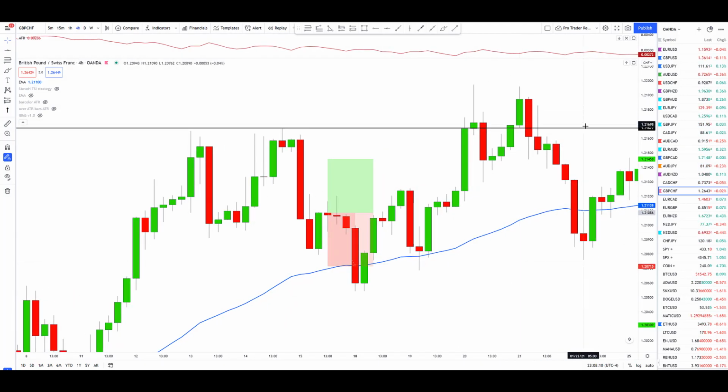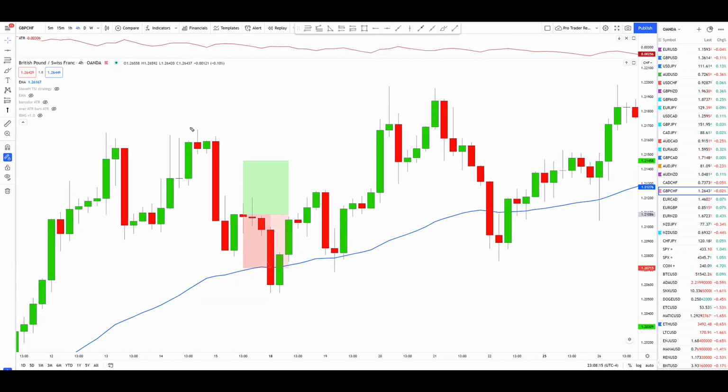Let's take a look at a few more examples here. Pushing forward, we come up, break into what? New higher highs. We then get a pullback. We then get a nice 1, 2, 3 engulfing candle. Is this a valid entry?